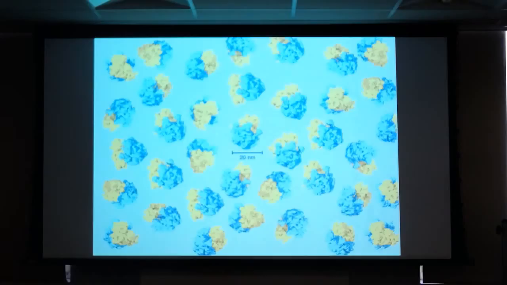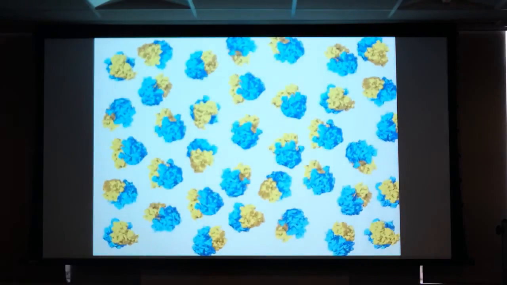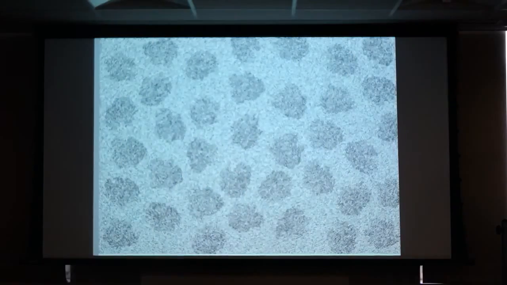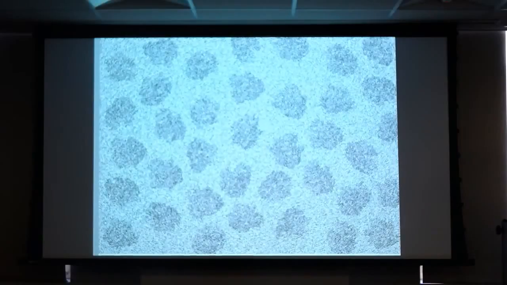Okay, so now we are at the stage of the actual image frame. Imagine that the molecules are just bouncing around there, doing their conformational motion in the thermal environment, and then we put it in ice. We plunge the specimen into the cryogen, and then look at it in the electron microscope.